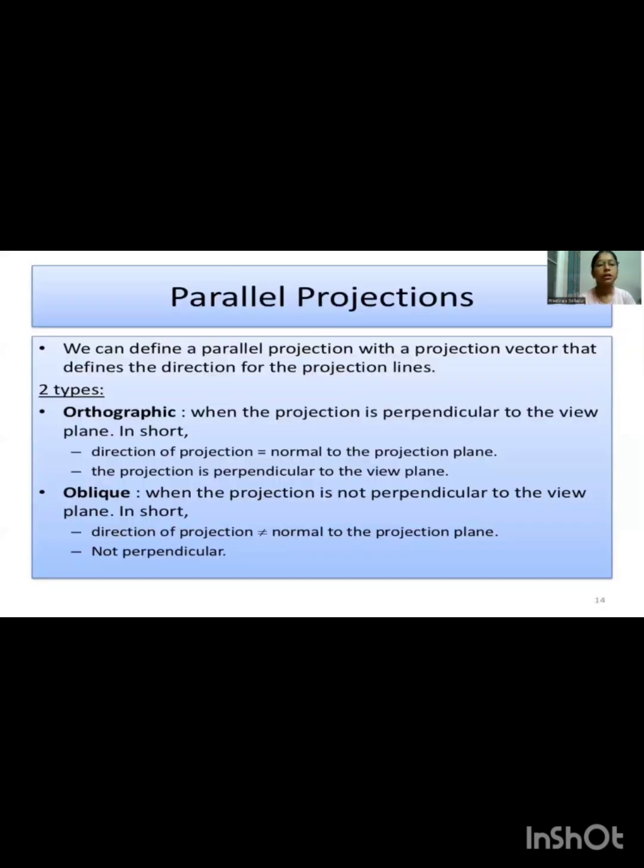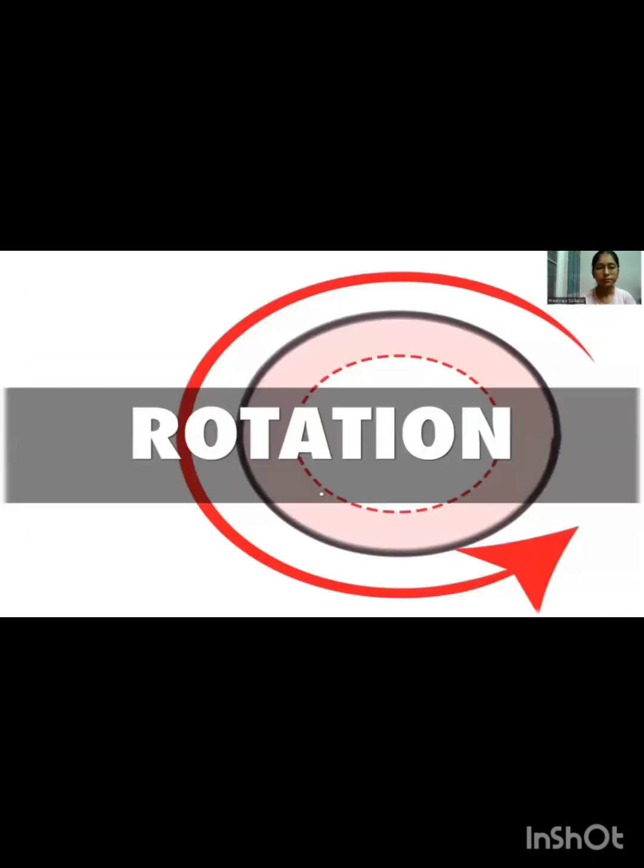Parallel projection. We can define a parallel projection with the projection vector that defines the direction for the projection lines. Two types: orthographic and oblique. Orthographic: when the projection is perpendicular to the view plane, the direction of projection is normal to the projection plane. Oblique: when the projection is not perpendicular to the view plane, the direction of projection is not equal to the normal to the projection plane.